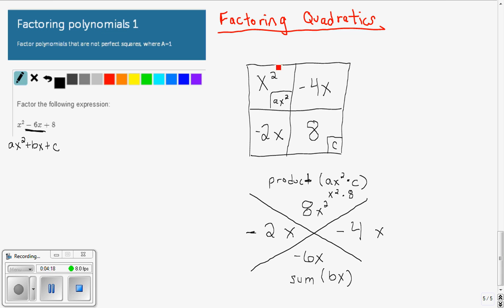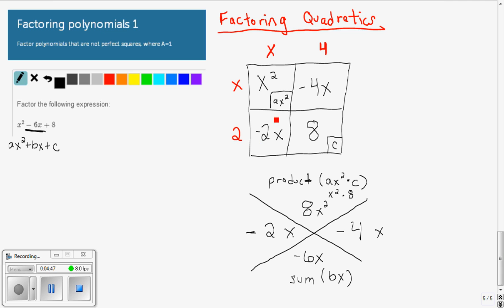Now I pull out the greatest common factor. I look at these two numbers and ask, what do they have in common? Well, I see that they have an x in common, so I'm going to write that x. I look at these two numbers. What do they have in common? The biggest thing they have in common is a 4. It's the biggest thing that these two numbers have in common. I see an x, and for these two terms, I see a 2.